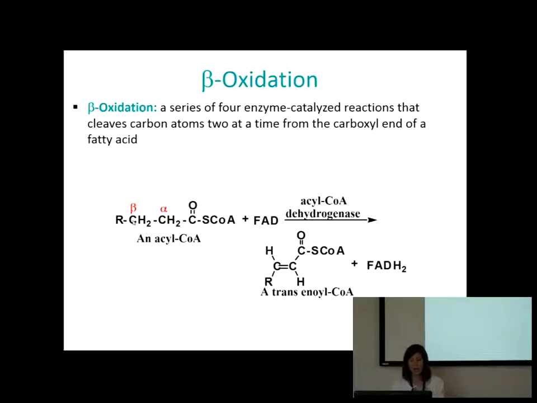So let's look at the 4 steps. How are we going to chop right here and make this activated with coenzyme A so it can happen again? Sometimes they call it a beta oxidation spiral because it keeps going until we're all done chopping up our fatty acid. So what we're doing first is putting a double bond between the alpha and beta carbon. We're using FAD because that is the stronger oxidizing agent that is going to be able to put a double bond there.